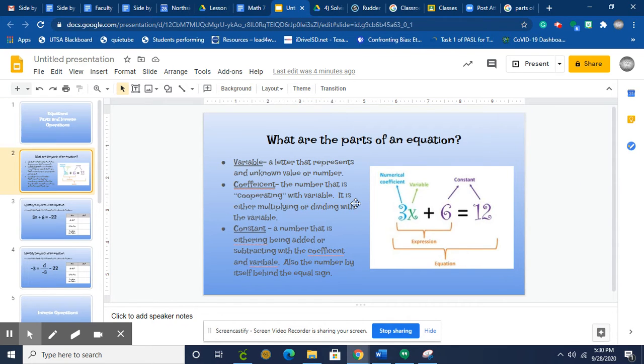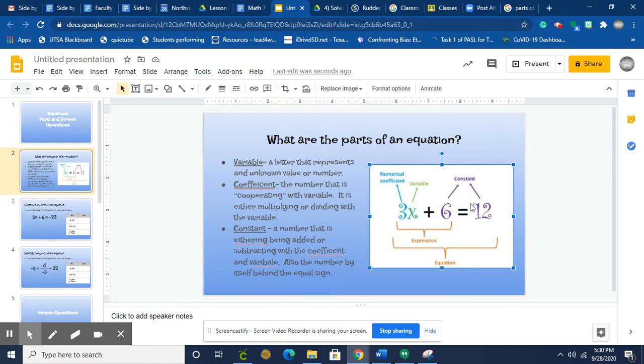All right, so what are the parts of an equation? A variable, coefficient, and constant are the three parts that are going to make up the equations we're going to work with here in 7th grade. As you can see here, if we didn't have the equal sign, we would have an expression. But since we do have an equal sign, now we have a full equation.